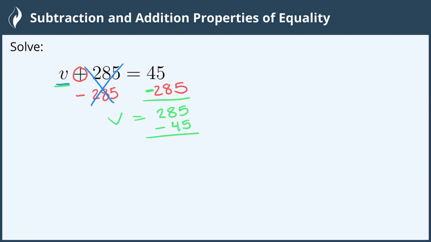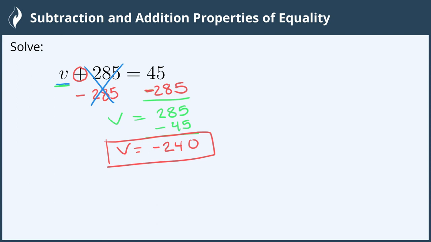We end up with 5 minus 5 is 0, 8 minus 4 is 4, 2 minus nothing is 2, and since the 285 is negative, our answer will also be negative. So this is v equals negative 240. If you wanted to check this in your calculator, you can do that as well.